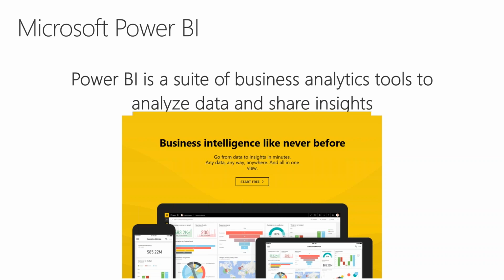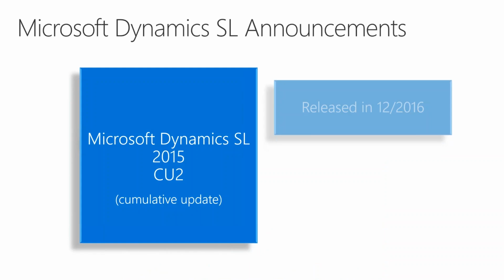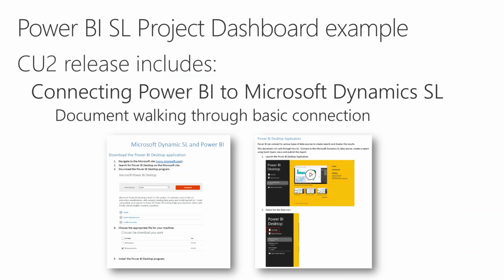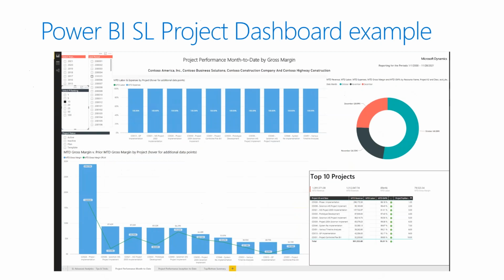What we did last year, as we talked about, is with CU2 we came out with our Power BI pack. Included in there was a document that would walk you through how to connect Power BI to Dynamics SL. It even walked you through where to go to download it, how to grab it, and what the steps are. So this is a great document. Again, you don't need to upgrade to Dynamics SL 2015 CU2. You just need to be on 2015, and this will walk you through that process, so I definitely recommend checking that out. Now, the more exciting thing other than just getting connected was that we actually delivered a dashboard, and it is a project dashboard.